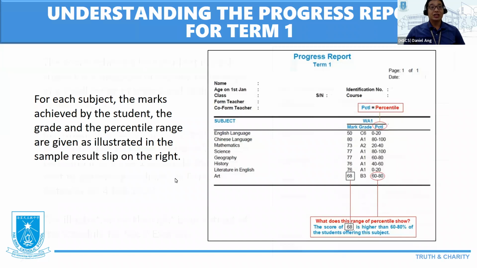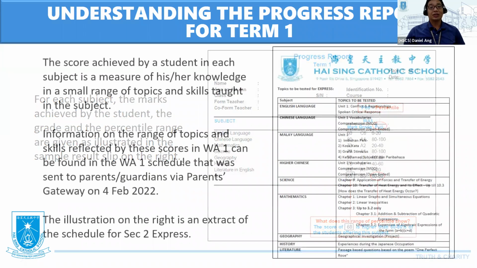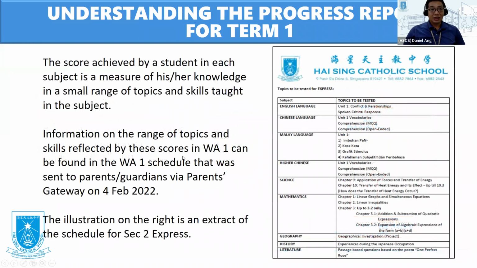Very importantly, in understanding the score achieved by a student in each subject, this score is a measure of his or her knowledge in a small range of topics and skills taught in the subject, especially for term 1.